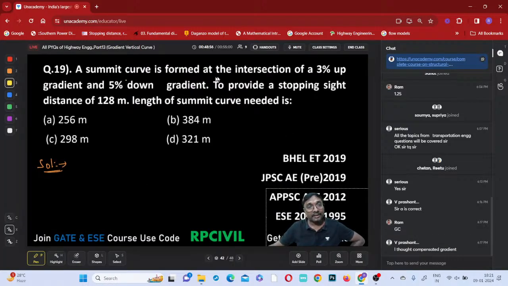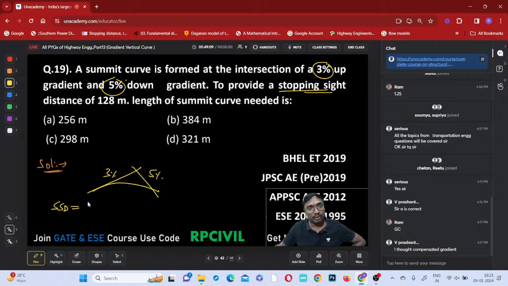A summit curve is formed at an intersection of 3% up gradient and 5% down gradient. You can say 3% upward gradient and 5% downward gradient. To provide a stopping sight distance, SSD equal to 128 meters. Now, length of the summit curve needed is? First of all, what is the net deflection angle? First one is your 3%, minus of downward gradient, so minus 5%. So it comes to 8%, 0.08, we have to substitute it.